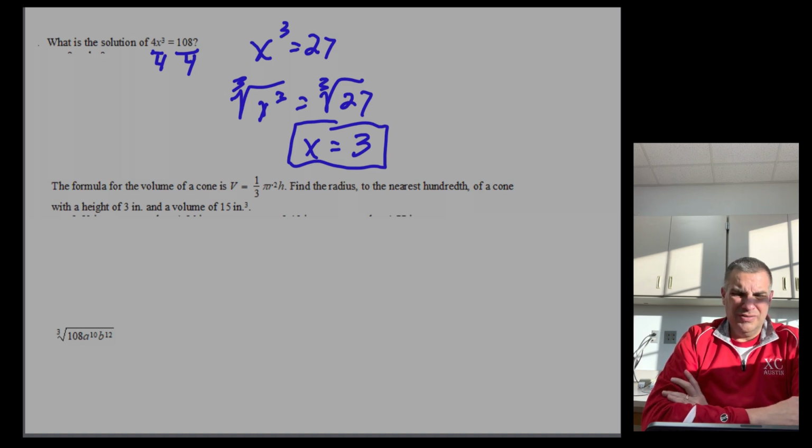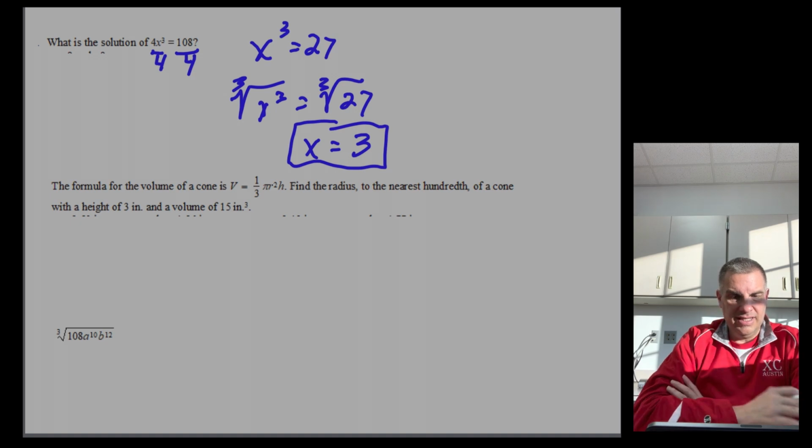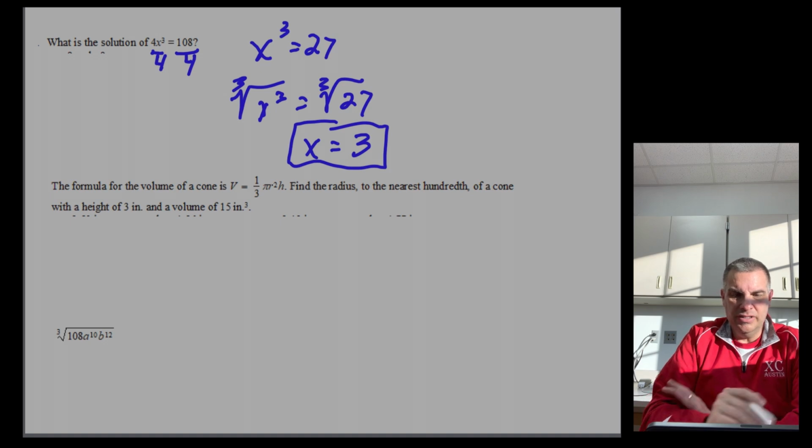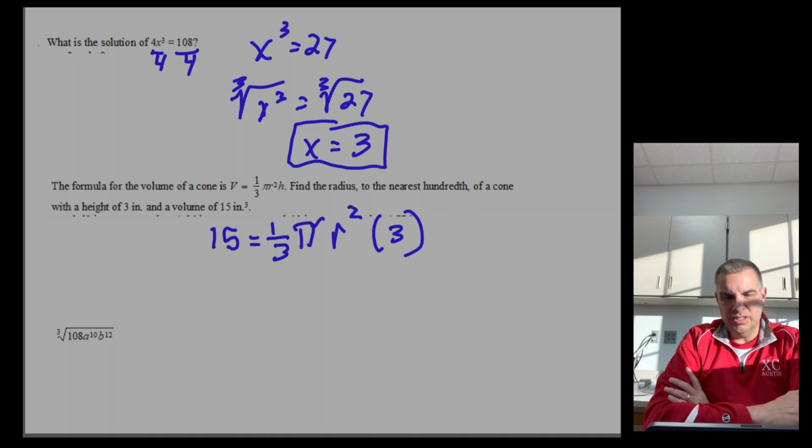Next one, a little bit different, a little bit of a story problem. So we'll do a little bit of solving, but I think we'll be okay. It says the formula for the volume of a cone is V is equal to 1/3 pi r squared h. It's asking us to find the radius to the nearest hundredth of a cone that has a height of 3 inches and a volume of 15. Well, V is our volume, and they tell us that that's 15 inches cubed. So we've got 15 is going to equal 1/3 times pi times my radius squared times my height, which they said was 3.